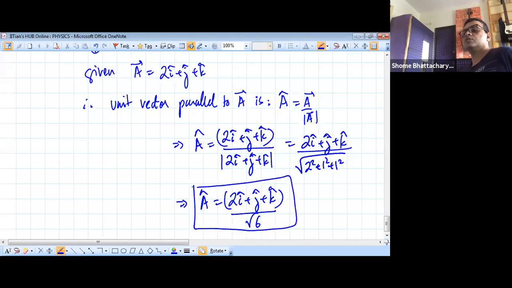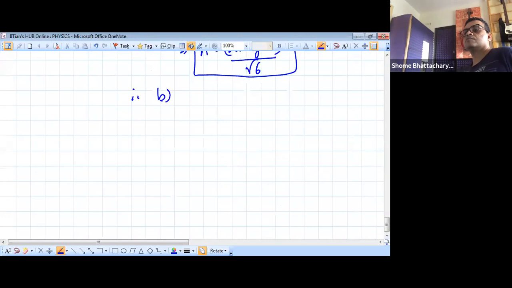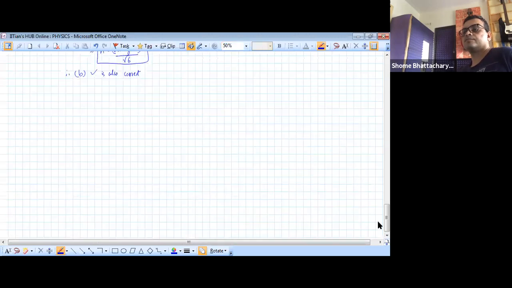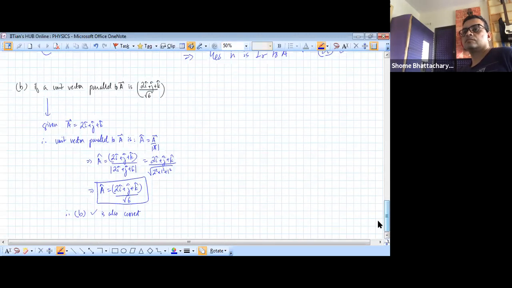So that means yes, option B is also correct. So therefore, option B is also correct. So now I have to check C and D, but definitely I know that options A and B are both correct. Okay. Now similarly, you people check out option C and D yourself. You finish writing this down.